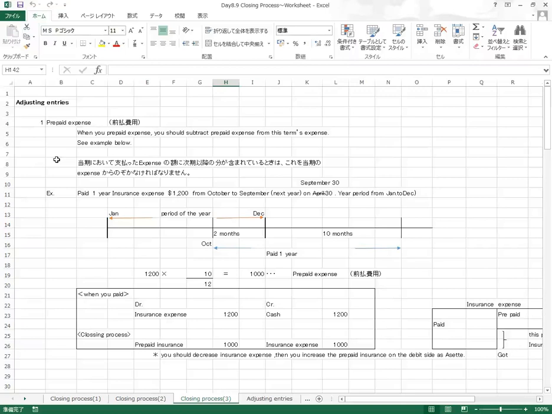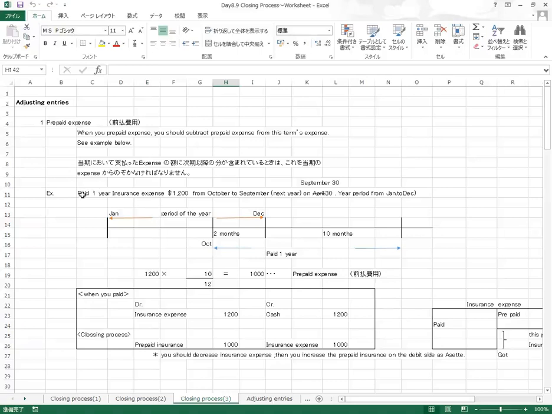So if you pay 1 year insurance, to see the example, pay 1 year insurance expense from October to September. But the accounting term, so just see the following picture.